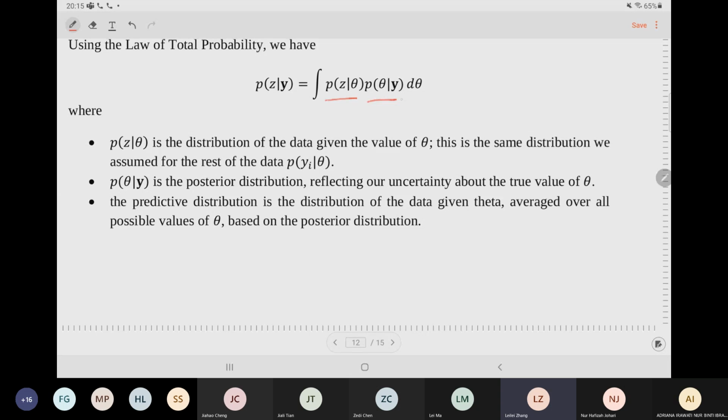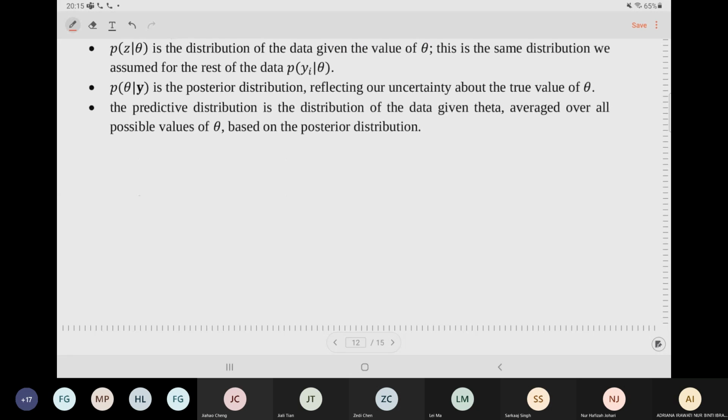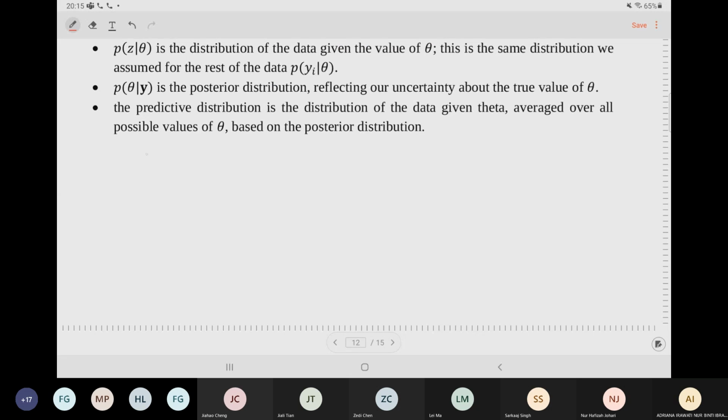Okay, so your z given y is actually the distribution of the data given theta, but averaged. This is why there is no theta here: because we integrate, or average, over all possible values of theta. That's why we don't have theta in the predictive distribution. Just take note. How do we actually get that?